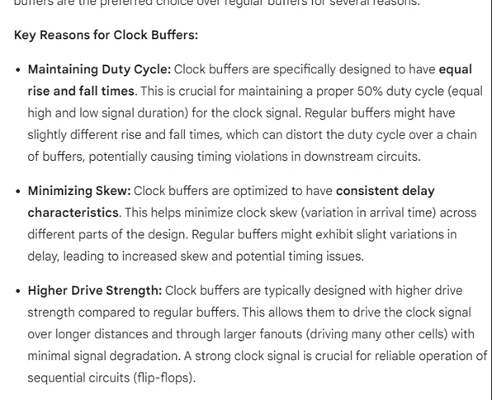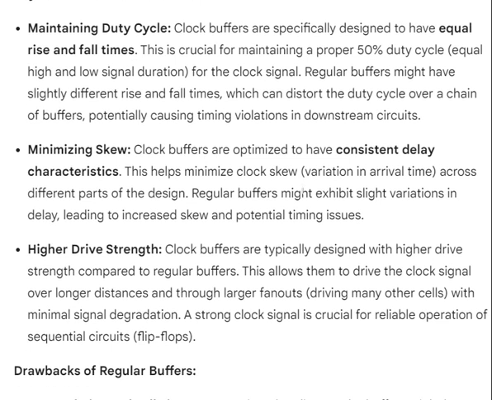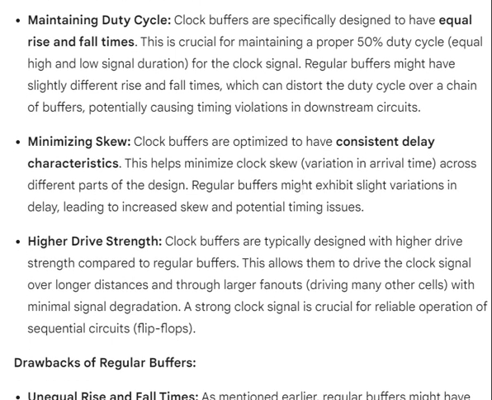Maintaining duty cycle. Clock buffers are specifically designed to have equal rise and fall times. This is crucial for maintaining a proper 50% duty cycle, equal high and low signal duration, for the clock signal. Regular buffers might have slightly different rise and fall times, which can distort the duty cycle over a chain of buffers, potentially causing timing violations in downstream circuits.